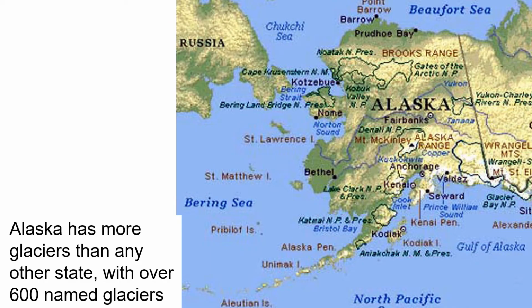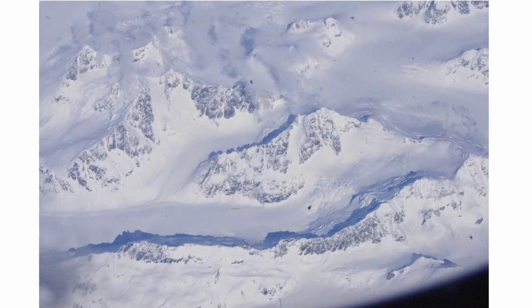But Alaska has more glaciers than any other state, up to about 600 glaciers that are big enough that they actually gave it a name. Here's what Alaska looks like from the air. A good portion of the state is covered in these glaciers.